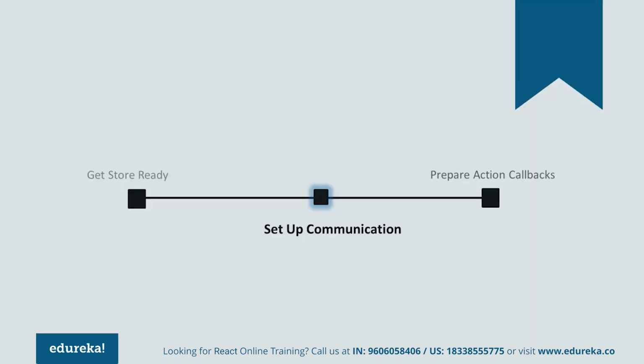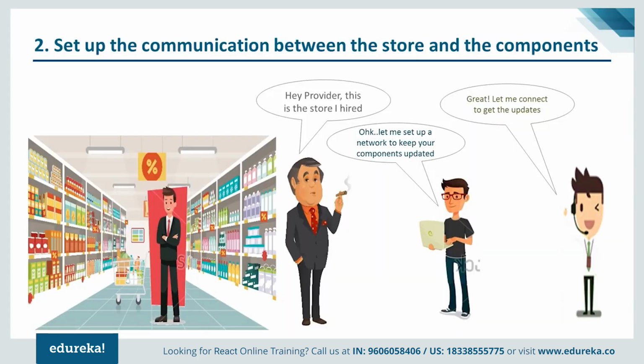The second one is to set up the communication. How the communication will be set up. Now the provider will be told that the store has been hired. Now the provider, what will it say? This is the provider. Provider will say, okay, let me set up a network. Now this provider will set up the network to keep the components updated. Now this is the view part. What will happen is that this view part will get connected to the latest updates to display to the user.